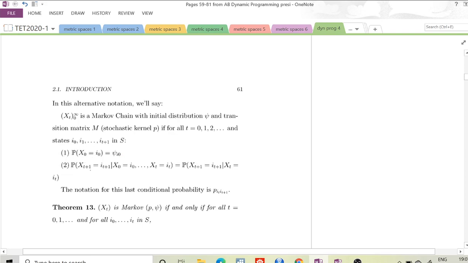And the probability that x_{t+1} is equal to some state i_{t+1}, given that this history of states has occurred, x_0 was i_0, x_1 was some i_1, all the way through x_t was some i_t, is just the probability that x_{t+1} is equal to i_{t+1} given x_t is equal to i_t.